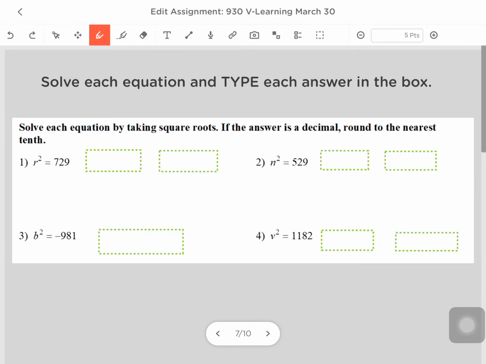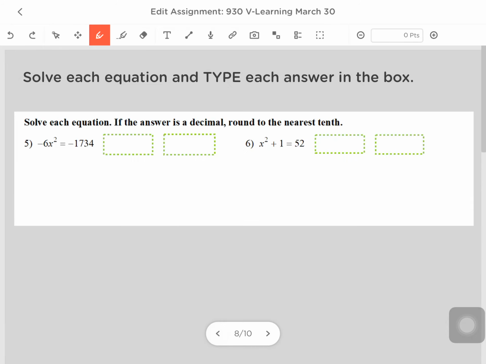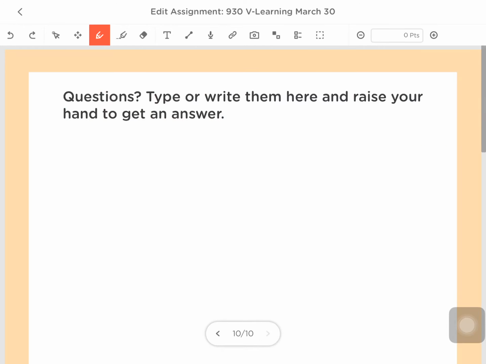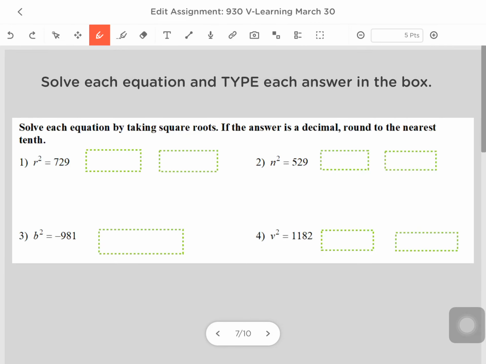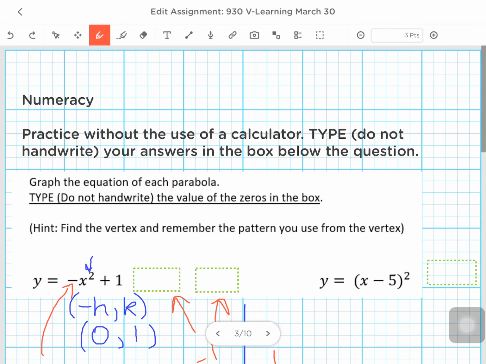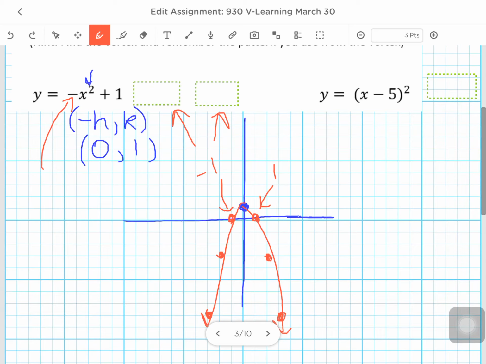All right, so you're now going to complete slides 7, 8, and 9. You're going to make sure that you enter your answers by typing them into the box so it self-checks it for you. If you have any questions, go ahead and write them on the very last slide, on slide 10. Remember to put your hand up when you have finished only the gray slides, only slides 7, 8, 9, 10. And also make sure you get your hand up when you have finished the zeros on the numeracy slide here, which is slide 3.